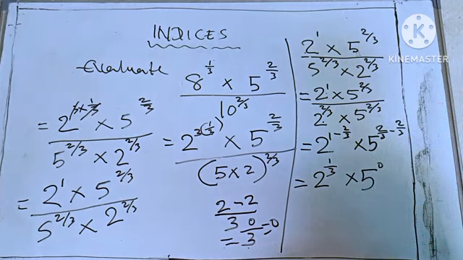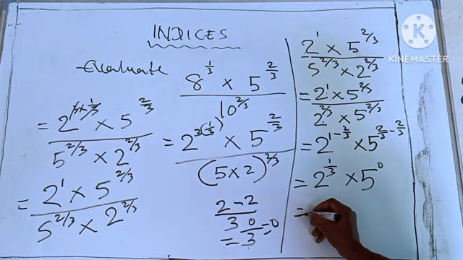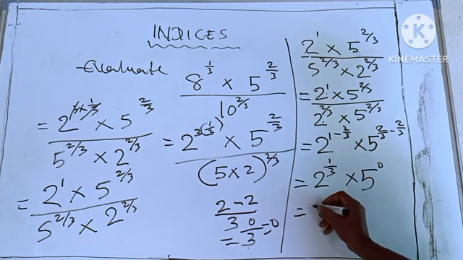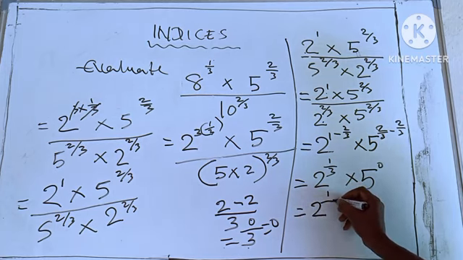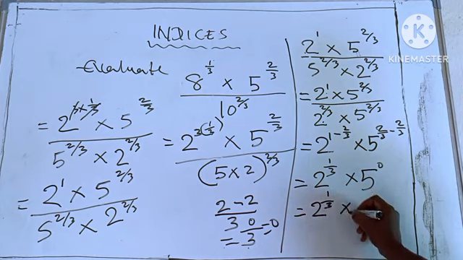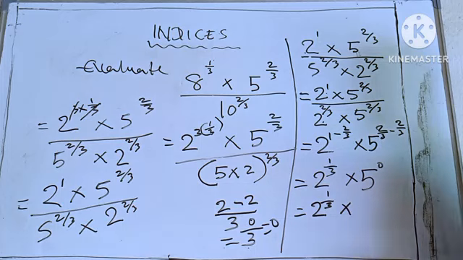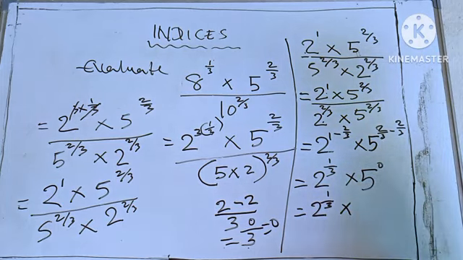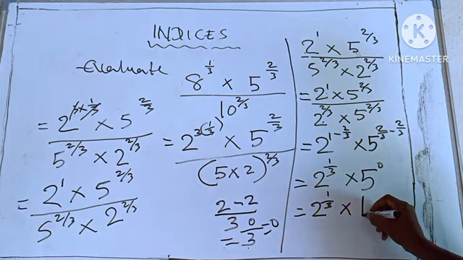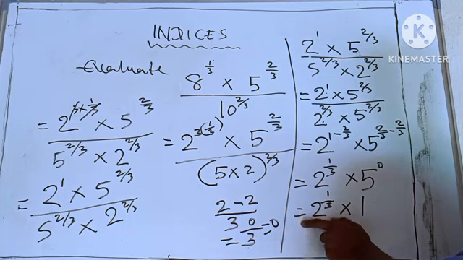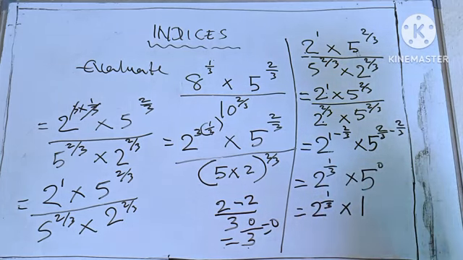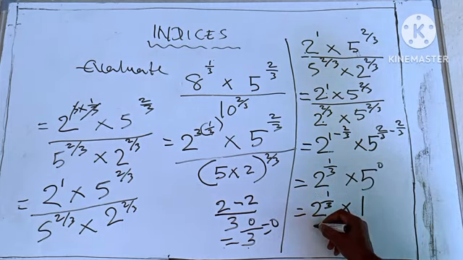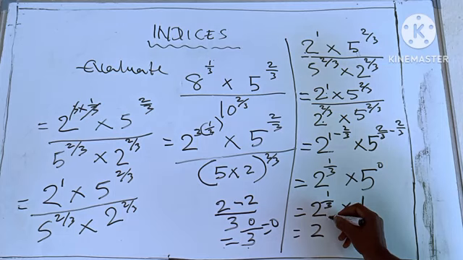Okay. Now here we have equal to 2 raised to power 1 all over 3 multiplied by, from one of the laws of indices, we said any number raised to power 0 is what? Is 1. So you put 1. So meaning that 2 raised to power 1 all over 3 times 1 will still give us 2 raised to power 1 all over 3, right? So equal to 2 raised to power 1 all over 3.